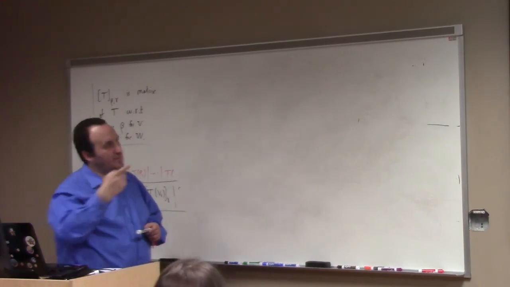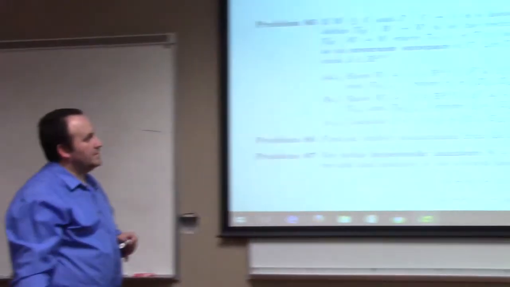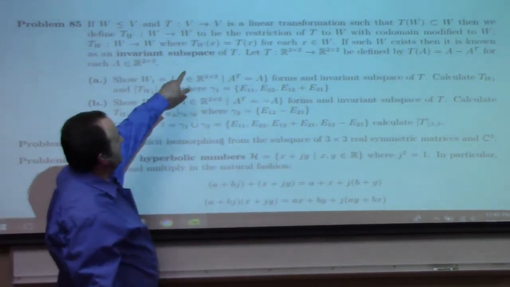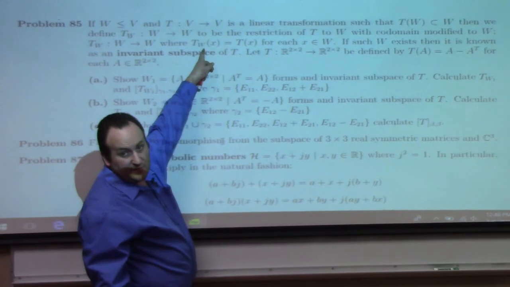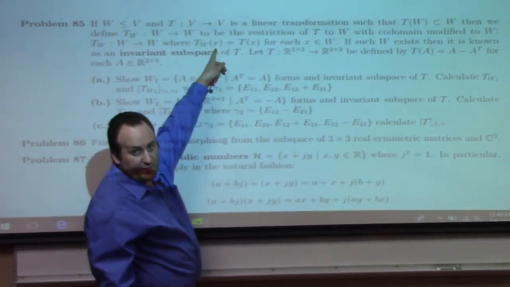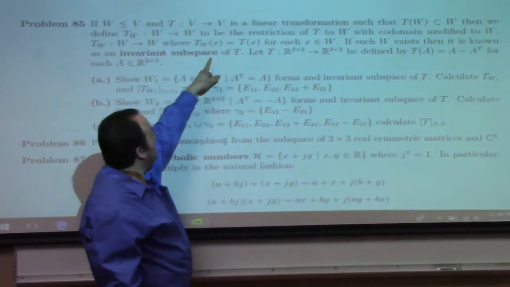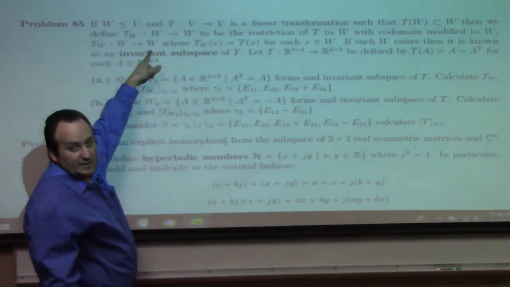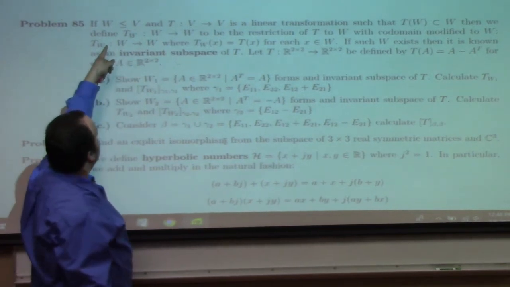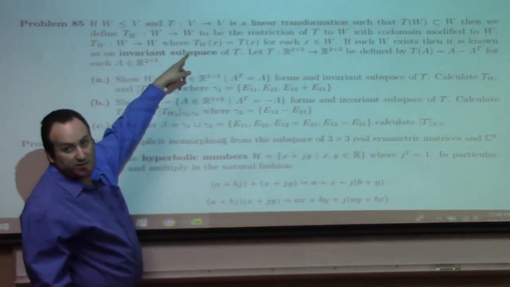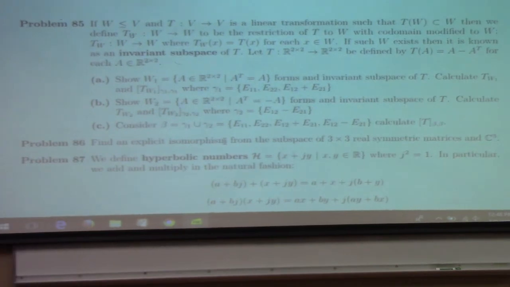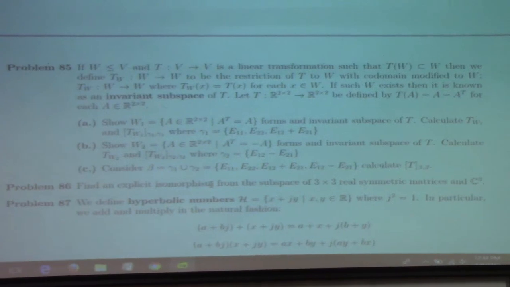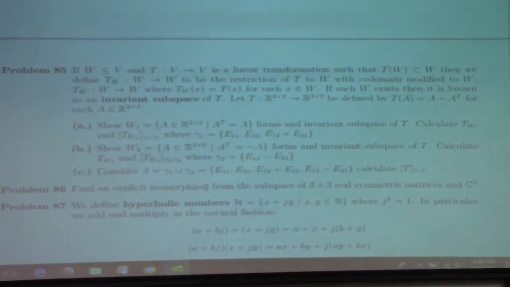Oh, by the way, this problem 85, there's a notation here which appears for the first time. Notice that this T sub W is like T restricted to W, except there's no bar. And that's on purpose, because T sub W also changes the codomain. So T sub W goes from W to W, whereas T restricted to W would go from W to V in this case. So T sub W not only pares down the domain, it also pares down the codomain.